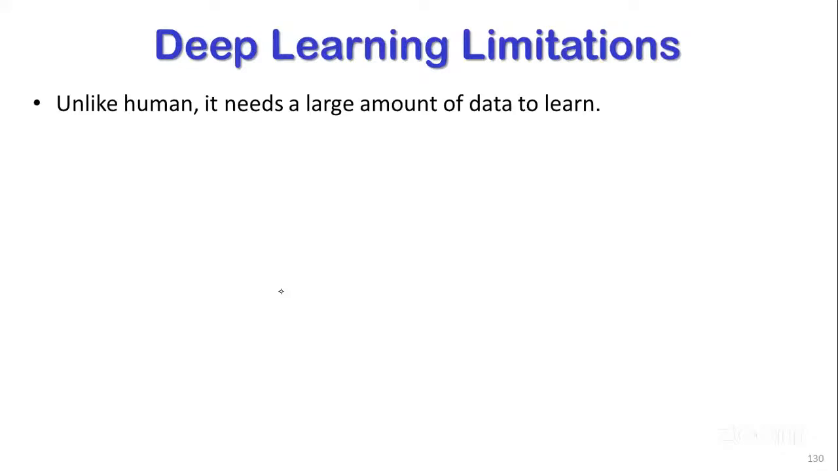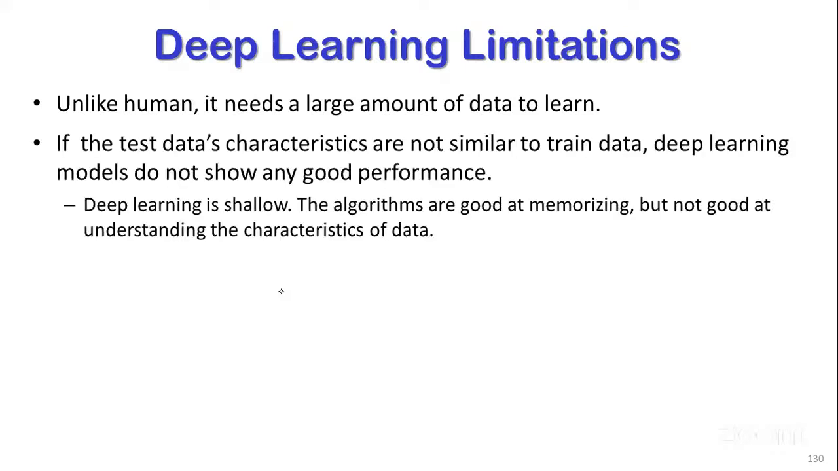So when we talk about deep learning limitations finally, unlike humans, it needs a large amount of data to learn. That is one of the shortcomings. And remember always that if the test data characteristic is not the same as the training data, then your deep learning model will not give you good performance. Always remember this. So in other words, we are learning so much, but deep learning is actually a shallow sort of learning, right? It is shallow because the algorithms are good at memorizing.